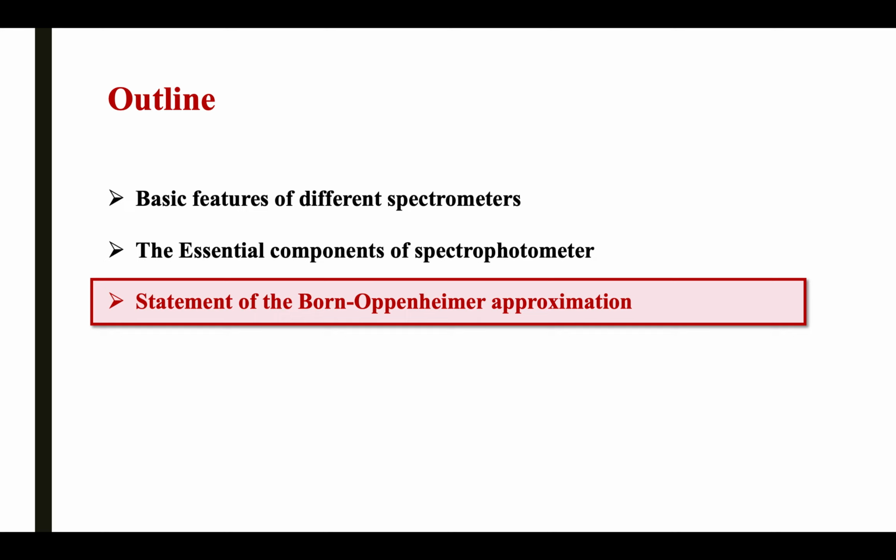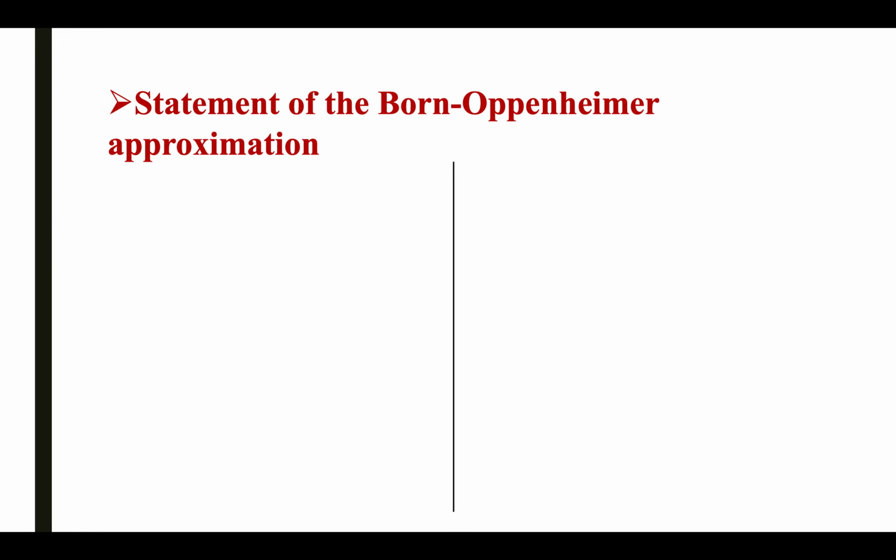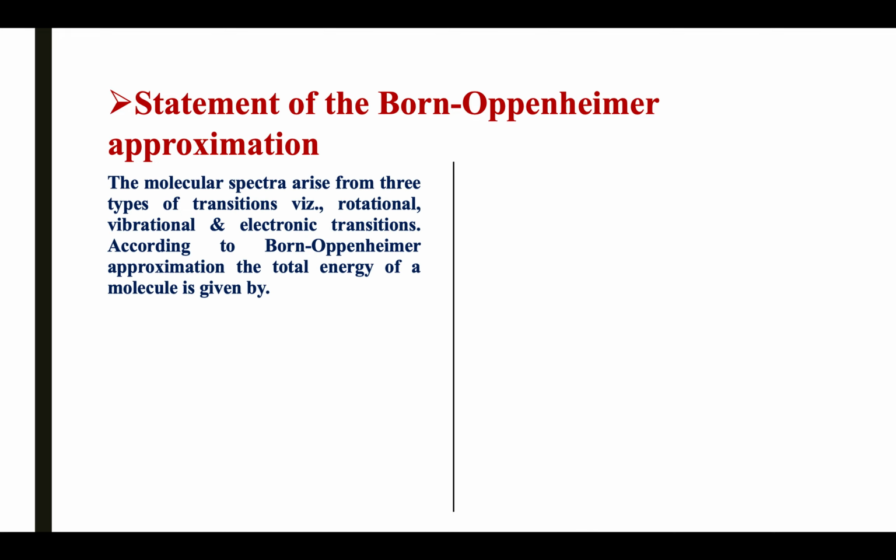Now we are going to see the third point, that is the statement of the Born-Oppenheimer approximation. As the name suggests, it is a statement by Born and Oppenheimer, two different scientists who gave the statement, and the statement is about approximation. The statement is given like this: molecular spectra arise from three types of transitions, viz. rotational, vibrational and electronic transitions.